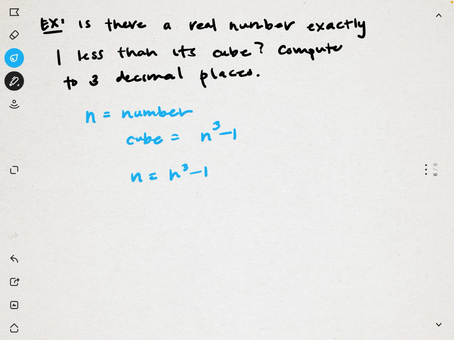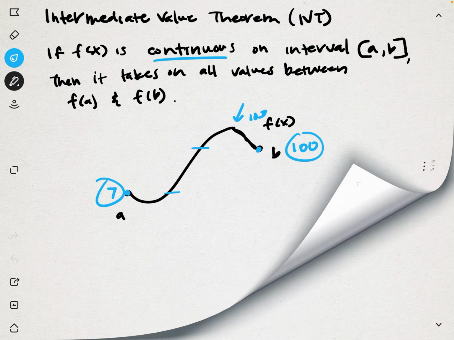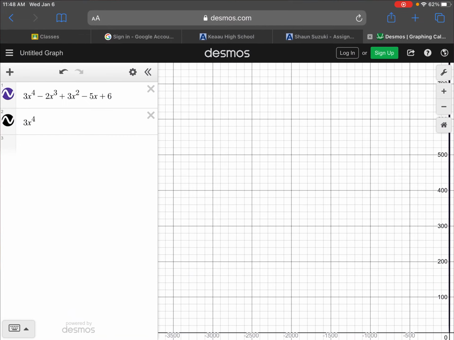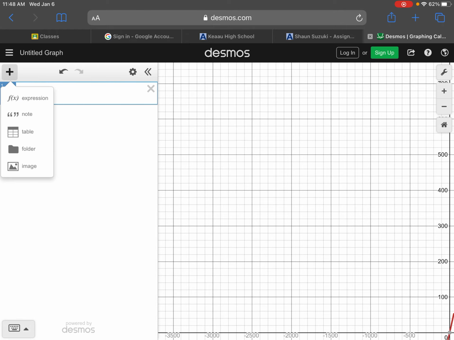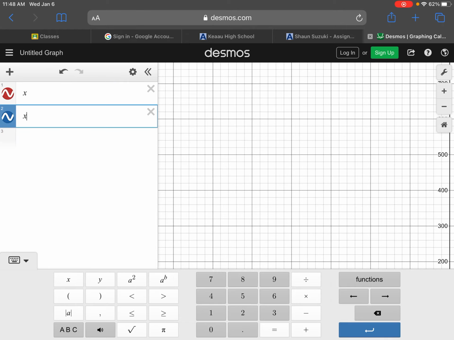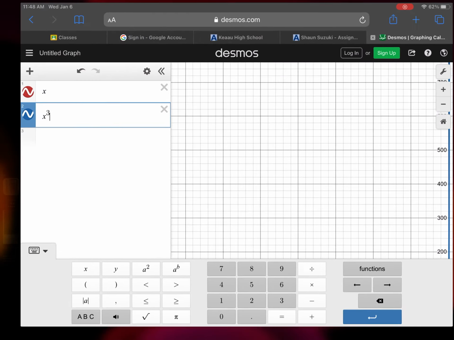Now we could do all the messy algebra here, but let's use graphing technology. If you're comfortable using a calculator, we're going to say that this is the one function and this is the other function. It's like a system of equations, just written so that they're equal to each other. So let's say one function is x, and then we're going to add another function, and that's going to be x cubed minus 1.